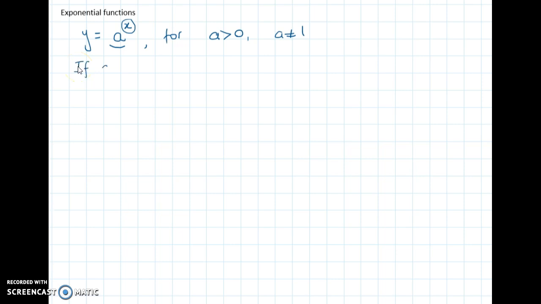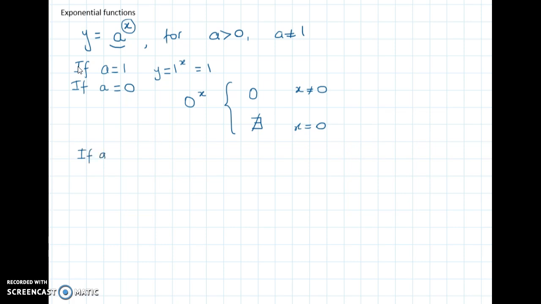If the base a is equal to 1, then we are considering 1 to the power of x, and this is always equal to 1. So this is not a very interesting function, it's just a constant function equal to 1. If we consider a to be equal to 0, then when we try to find the value of 0 to the power of x, we have two different cases. If x is not 0, then 0 to the power of x is 0. But when x is equal to 0, this value is not even defined. So again, this is not a very interesting function to study.